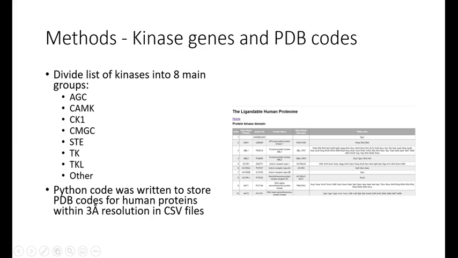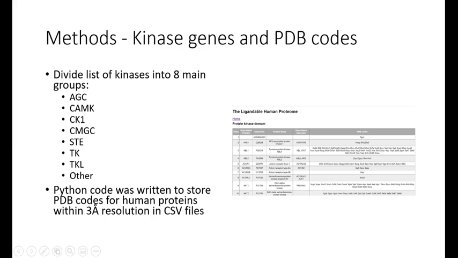The AGC group contains kinases related to protein kinase A, protein kinase G, and protein kinase C. The CAMK group contains calcium calmodulin dependent kinases which are involved in calcium dependent signaling. The CK1 group contains kinases that relate to casein kinase 1, which regulate transcription and cytoskeleton functions. Kinases in the CMGC group are related to cyclin-dependent kinases, mitogen activated protein kinases, glycogen synthase kinases, and CDK-like kinases.